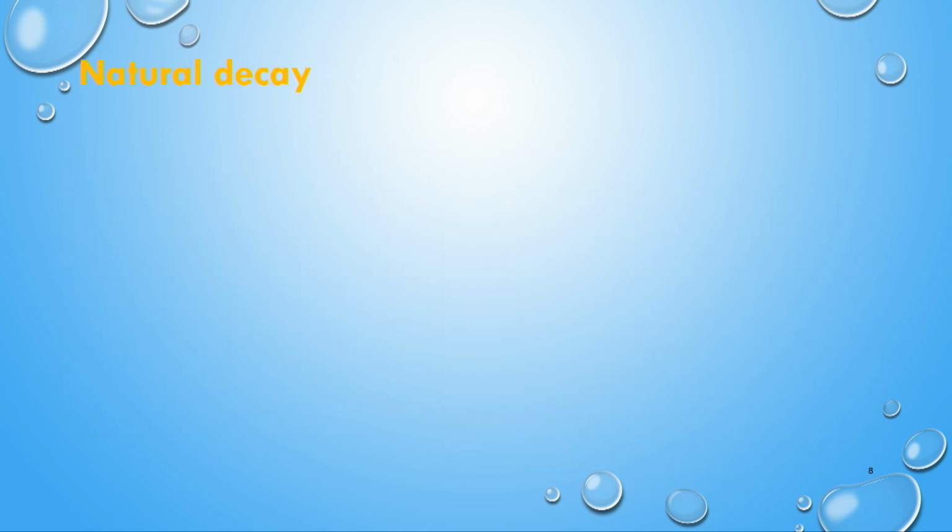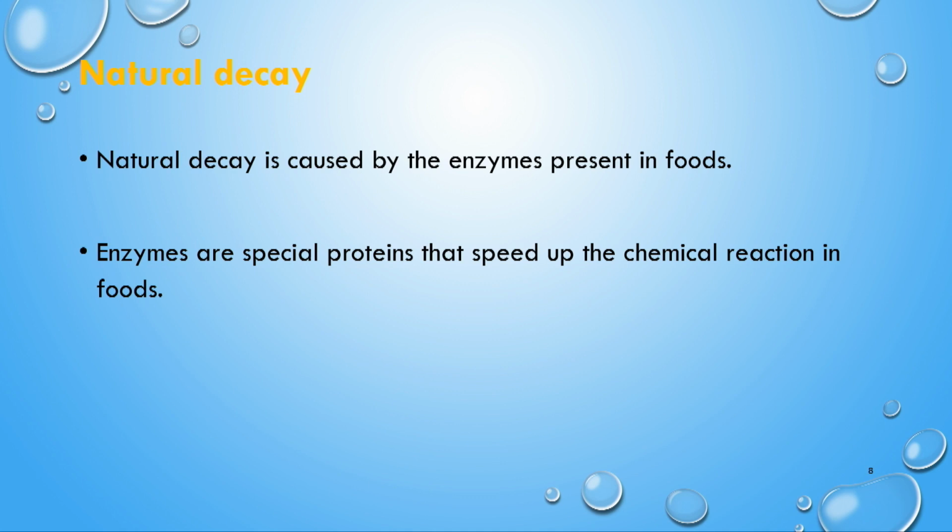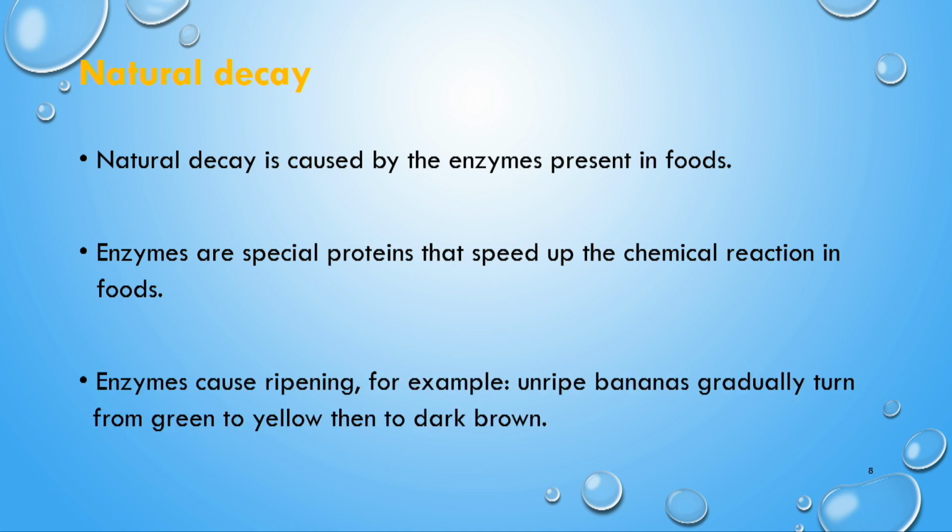What is natural decay? Natural decay is caused by the enzymes present in foods. Enzymes are special proteins that speed up the chemical reaction in the foods. Enzymes cause ripening, for example. Unripe bananas gradually turn from green to yellow, then to dark brown.